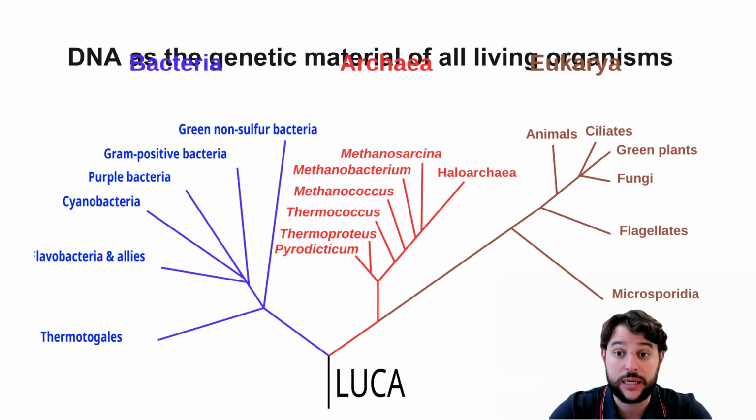Okay, so DNA is the genetic material of all living organisms. Yes, DNA is the genetic material de facto of all cells, bacteria, archaea, and animals and all eukaryotes, because this was the genetic material of LUCA, that is the last universal common ancestor. So LUCA had DNA, we inherit this trait, we have DNA. All cells have it, no exception. The only exception, the viruses.